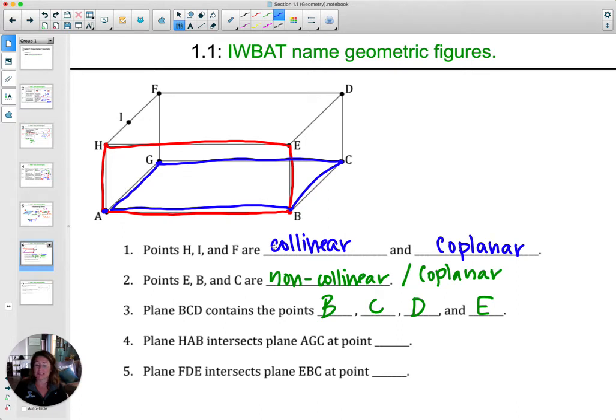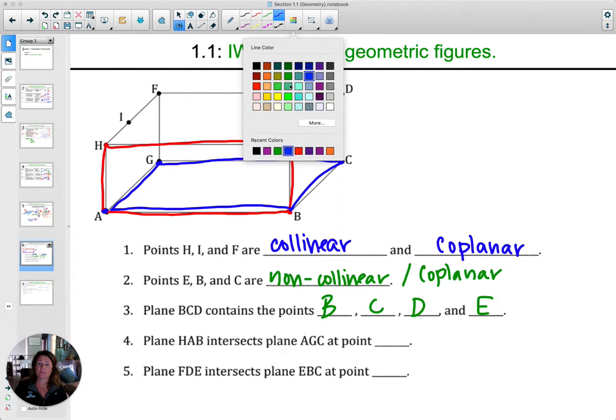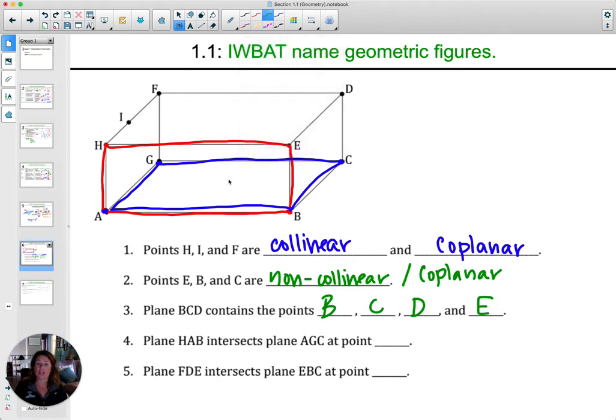So where do they touch? Where does the front and the bottom touch? So where did I draw on both of them? Right here. Segment AB.